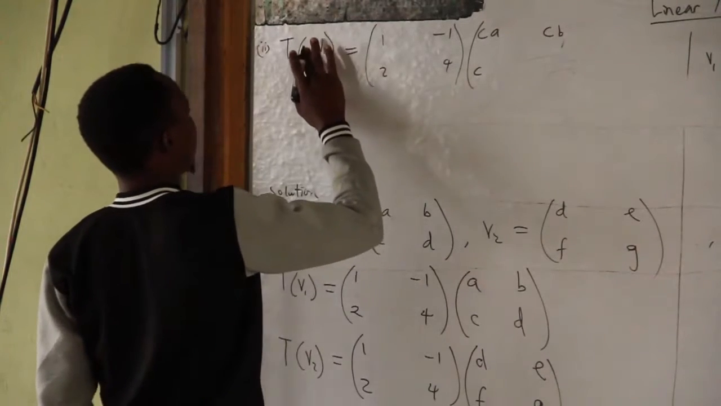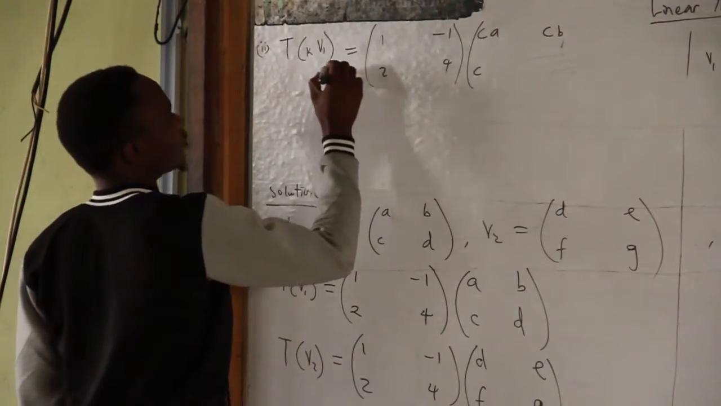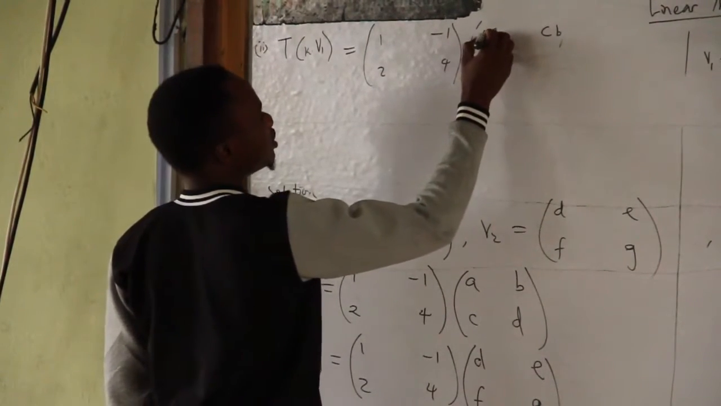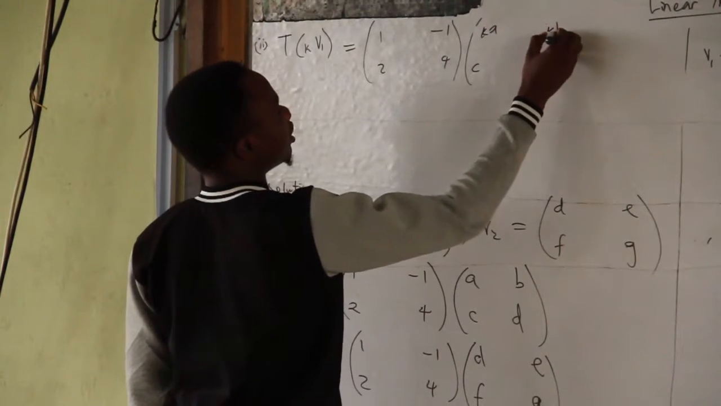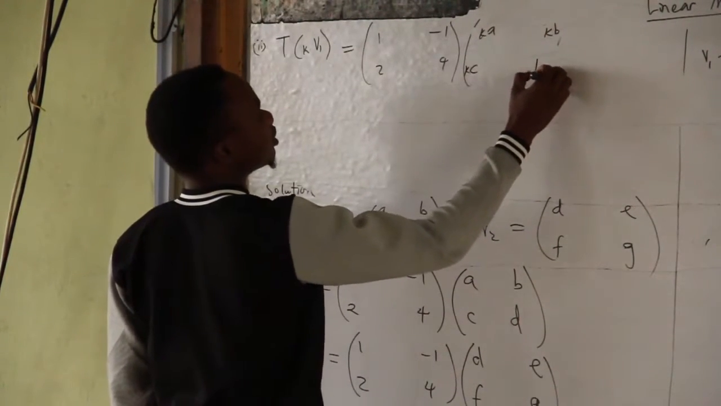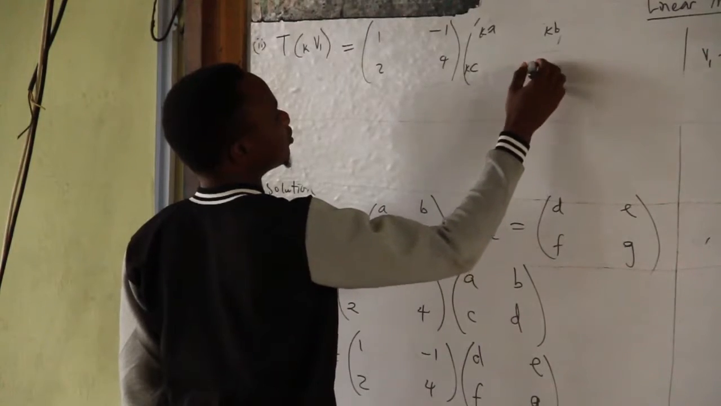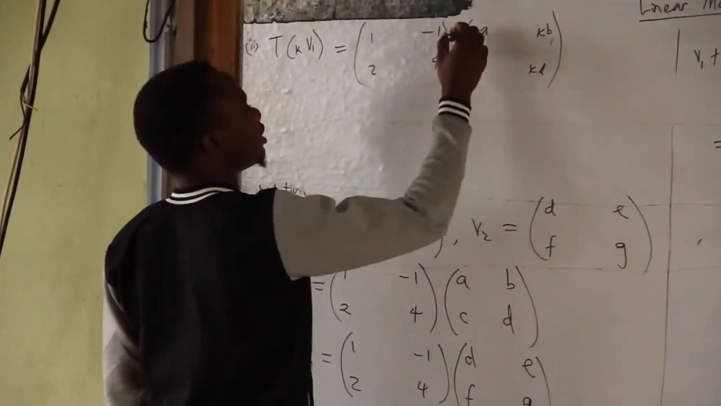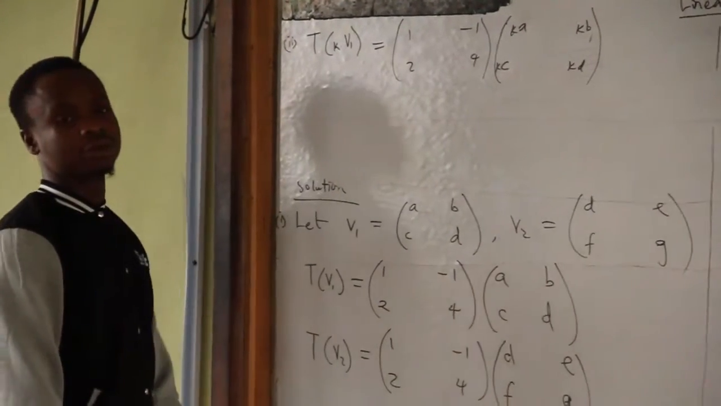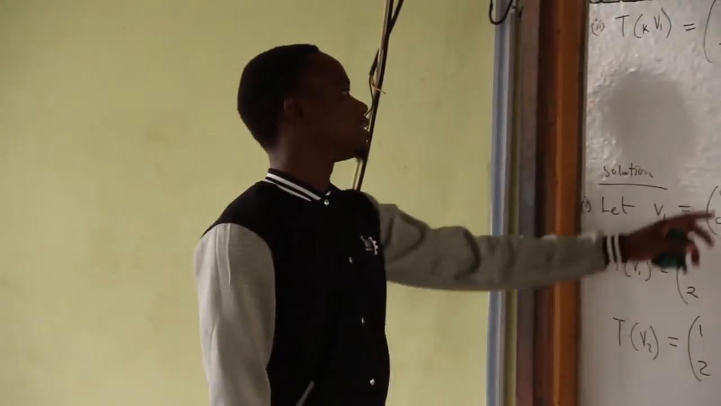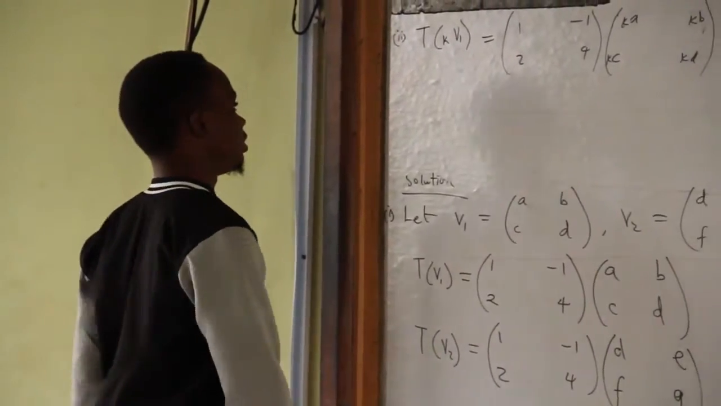Let's not use C here, let's use K. That's the constant K. So the K A, K B, K C, K D. So that will be our result. Is it clear? So basically I can move this out of the expression.